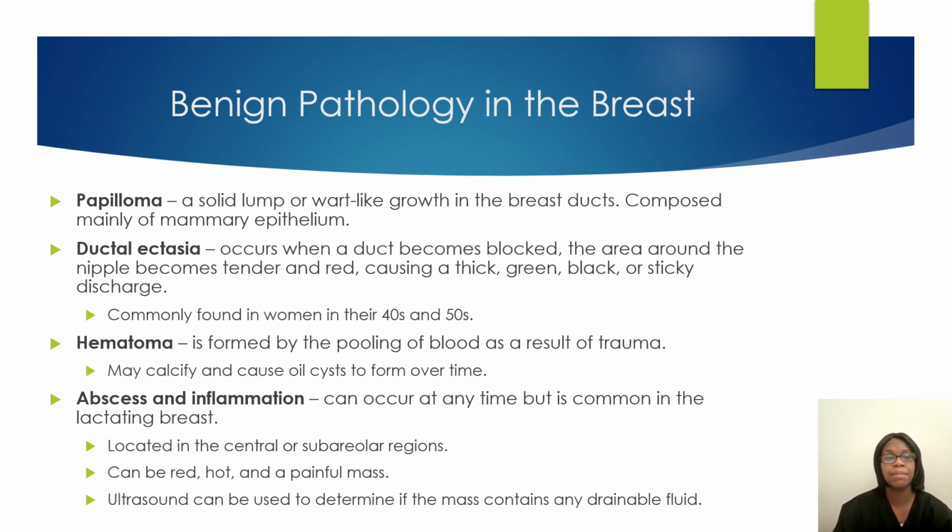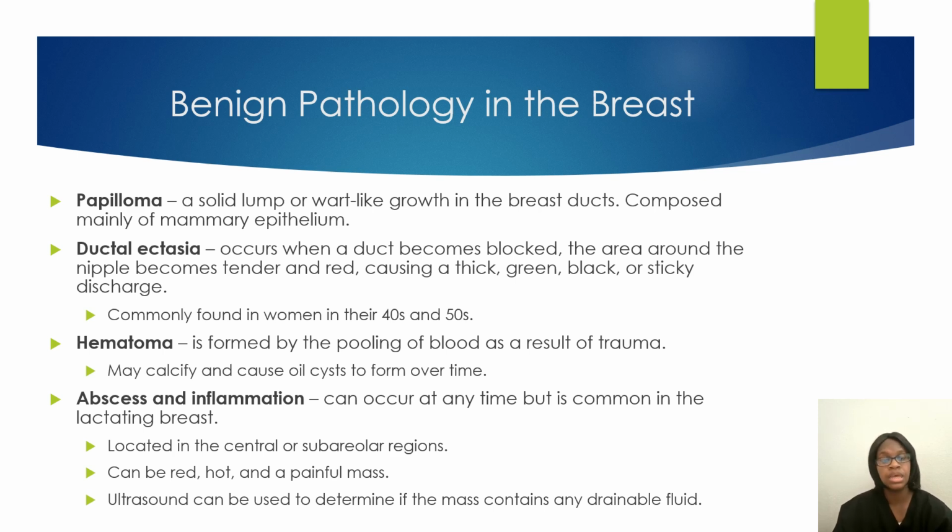You also have papilloma, which is a solid lump or wart-like growth in the breast ducts, composed mainly of mammary epithelium. Your ductal ectasia occurs when a duct becomes blocked. The area around the nipple becomes tender and red, causing a thick green, black, or sticky discharge. These are commonly found in women in their 40s and 50s.